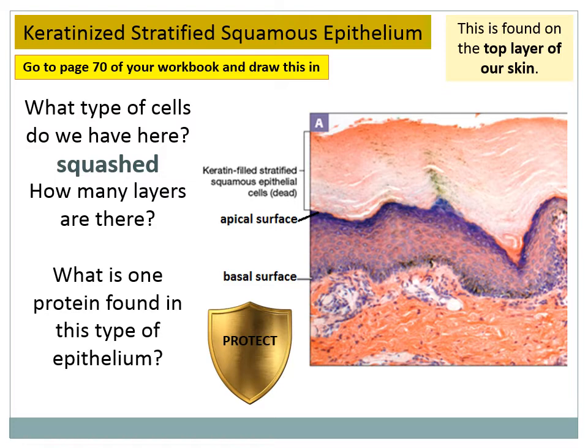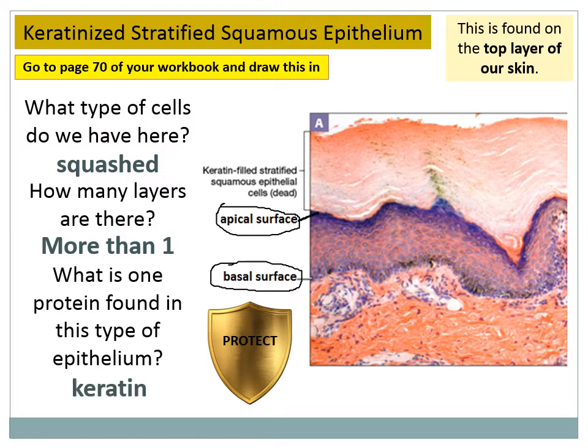Looking here at your apical versus your basal surface, how many layers of cells are there? More than one. Lots more than one. We can actually see a lot of different layers in this case. Again, looking at the picture here, we can see a protein that we can find in this type of epithelium. So what is the one protein? It's not one, there's many, but what is one protein we find in this type of epithelium?